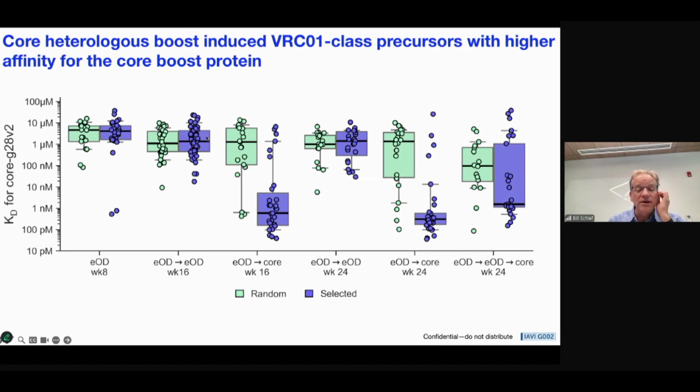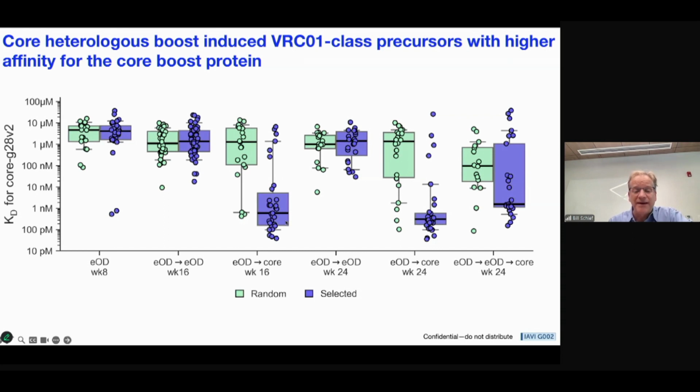What I'm showing you here is the green data and the blue data, random and selected, for the different groups: 1 shot of EOD versus 2 shots of EOD versus 1 shot of EOD followed by heterologous boosts. In the green data, there's not much difference. So if you only made the random antibodies, you might think it's not clear that the heterologous boost really did anything. That holds up for 2 shots of EOD versus EOD followed by core. The median response is the same. There are a few more with higher affinities, and lower values are better here. But still, it would be hard to tell that the heterologous boost has done anything.